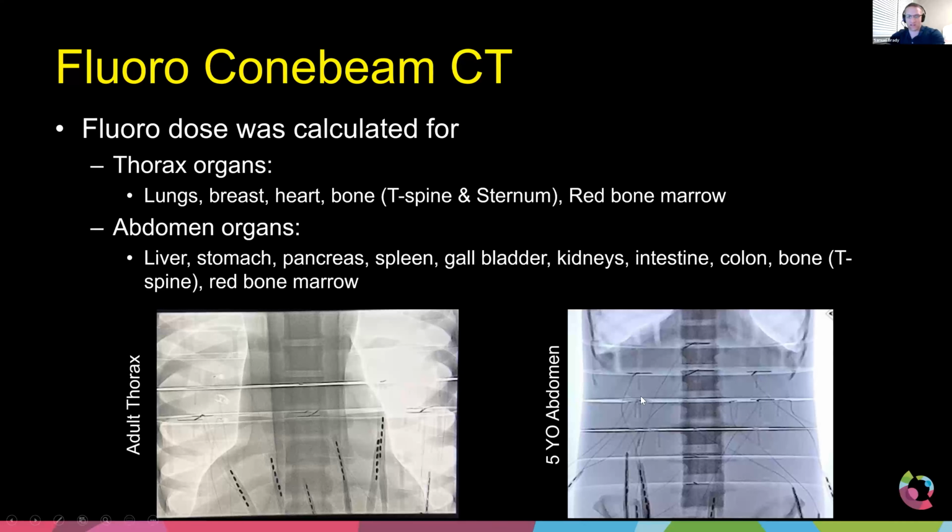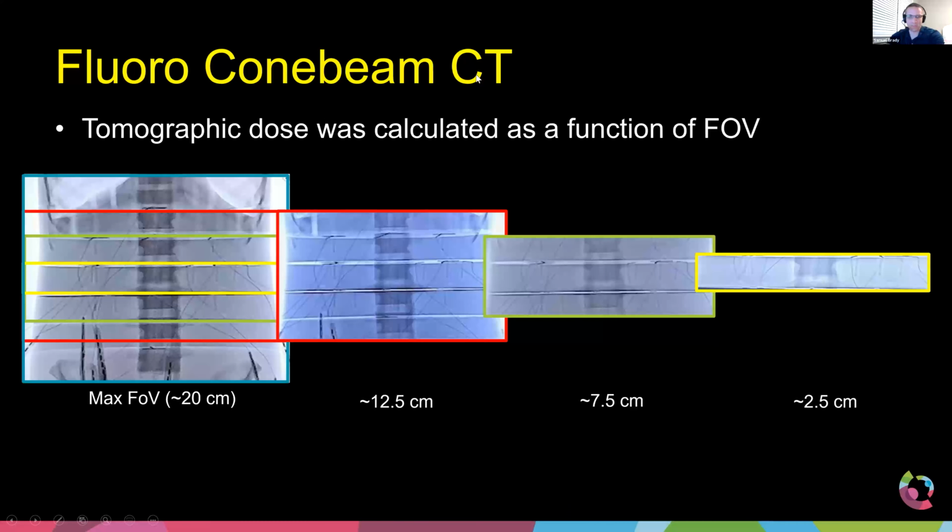And I took these MOSFETs and I stuck them in all these organs. In the thorax, I did lung, breast, heart, and in the bone, I put it in the T-spine and the sternum. And from the bone, I got bone doses and red bone marrow. And then in the abdomen, I did just your major solid organs: liver, stomach, pancreas, spleen, gallbladder, kidneys, intestines, colon. And then once again for bone, I did the T-spine so I could get bone marrow.